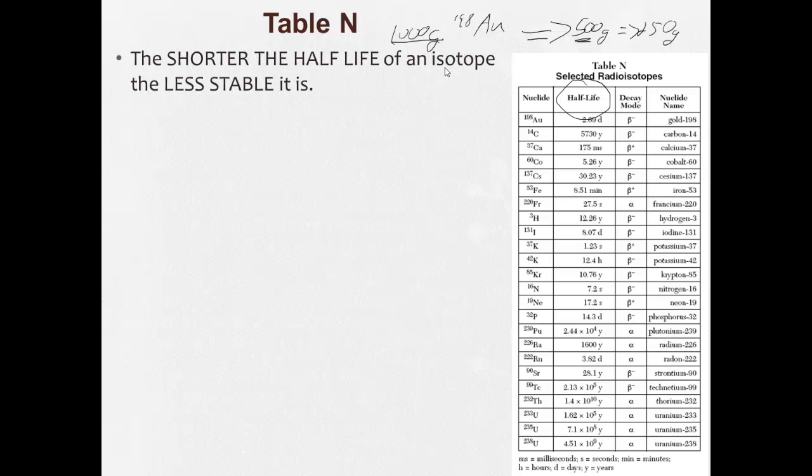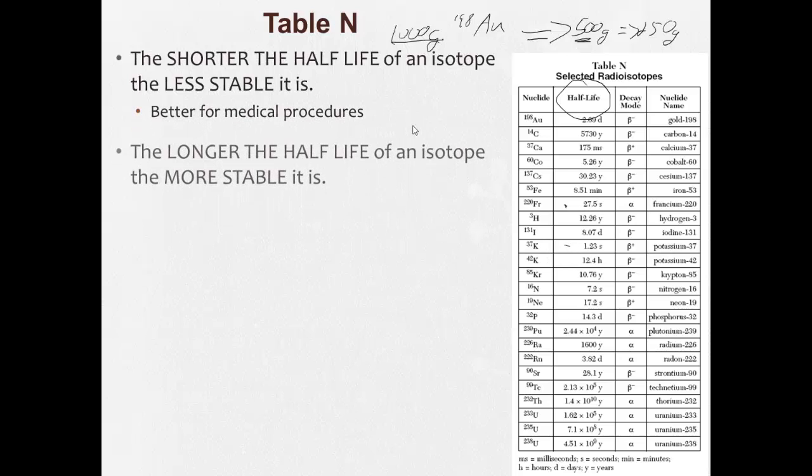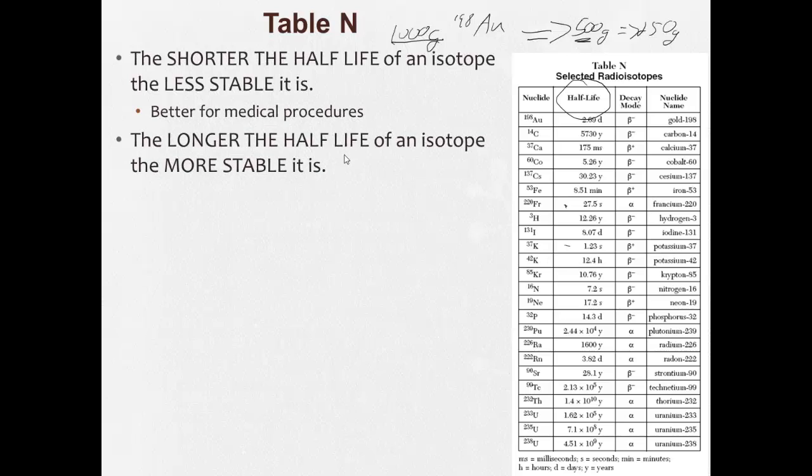Now, the shorter the half-life of an isotope, the less stable it is. We look here, francium-220, 27.5 seconds, half of it's gone. So it's very unstable. Potassium-37, 1.23 seconds, very short half-life. So these are better for medical procedures. The longer the half-life of an isotope, the more stable it is. Carbon-14 has a half-life of 5,730 years. Plutonium-239, even more stable, 2.44 times 10 to the 4th years. That's 24,400 years. Fairly stable. And so it's better for determining the age of fossils, etc.